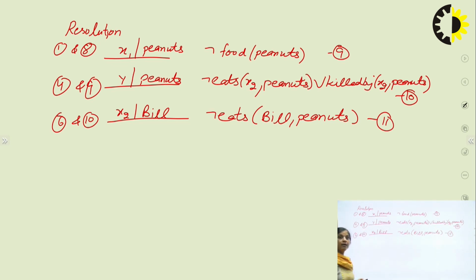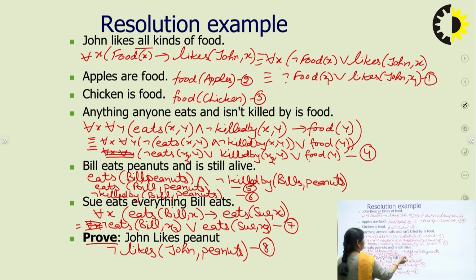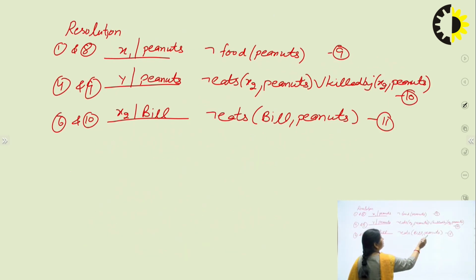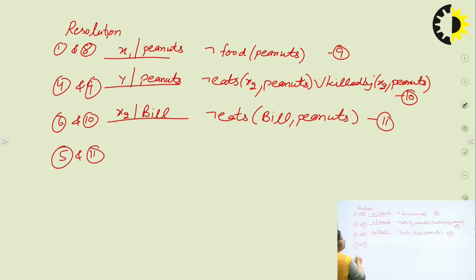So what is my 11th proposition? Bill doesn't eat peanuts. Now, if I take one of my previous propositions, that is 5, what is given here? Bill eats peanuts. So from 5 and 11, I am getting doesn't eat Bill peanuts, and in one place I am getting Bill eats peanuts. So what I am getting? Nil here. So I got nil after resolution.